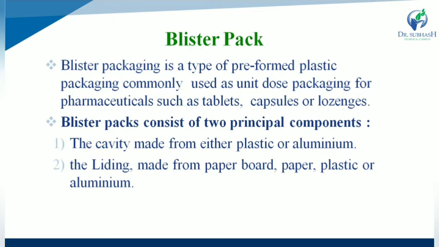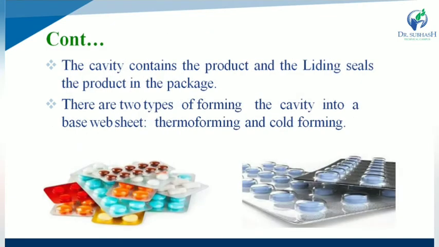So a blister pack is a type of preformed plastic packaging material used as unit dose packaging for any pharmaceutical product like tablet, capsule or lozenge. It is made up of two components. First is the cavity, made from either plastic or aluminium. Second is the lidding, made from paperboard, paper, plastic or aluminium. The cavity contains the product and the lidding seals the product in the package. And there are two types of forming the cavity into the base web sheet, thermoforming and cold forming.